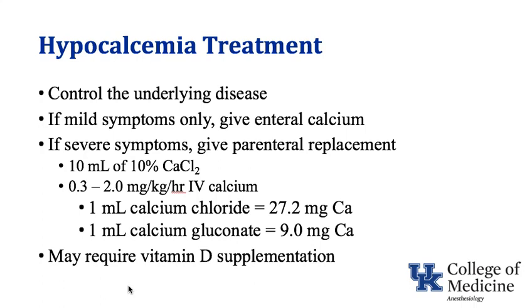calcium chloride bolus or as an infusion of IV calcium, typically between 0.3 and 2.0 milligrams per kilogram per hour, recognizing that 1 milliliter of calcium chloride equals 27.2 milligrams of calcium, or that 1 milliliter of calcium gluconate equals roughly a third of that at 9.0 milligrams of calcium. In addition, most patients will require ongoing vitamin D supplementation while receiving calcium replacement therapy.